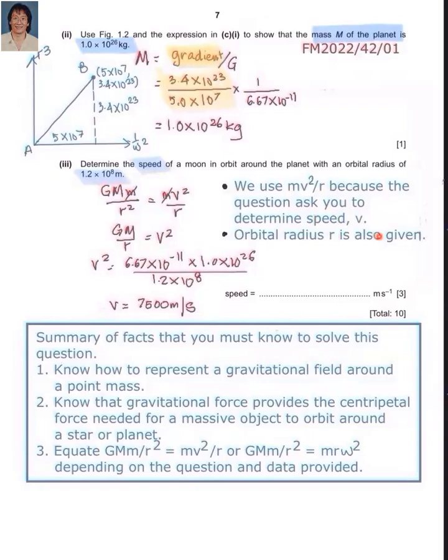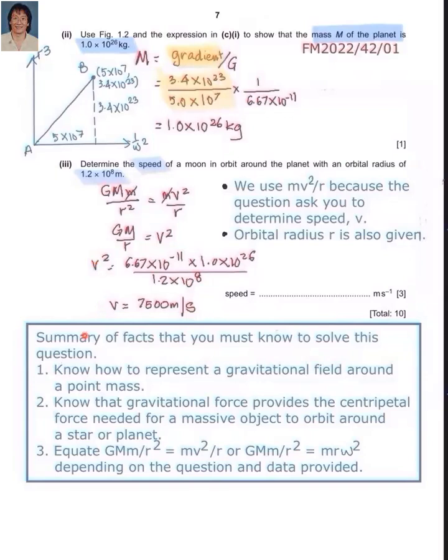So you can cancel off your m. So your GM over r equals v squared. Your r can also cancel off. So your v squared equals 6.67 times 10 to the minus 11 times 1 times 10 power 26 obtained earlier, divided by the orbital radius. So this will give a v of 7,500 meters per second. This is how you get the 3 marks. The first mark is for the formula, then the v squared formula. After that, your answer is 1 mark.